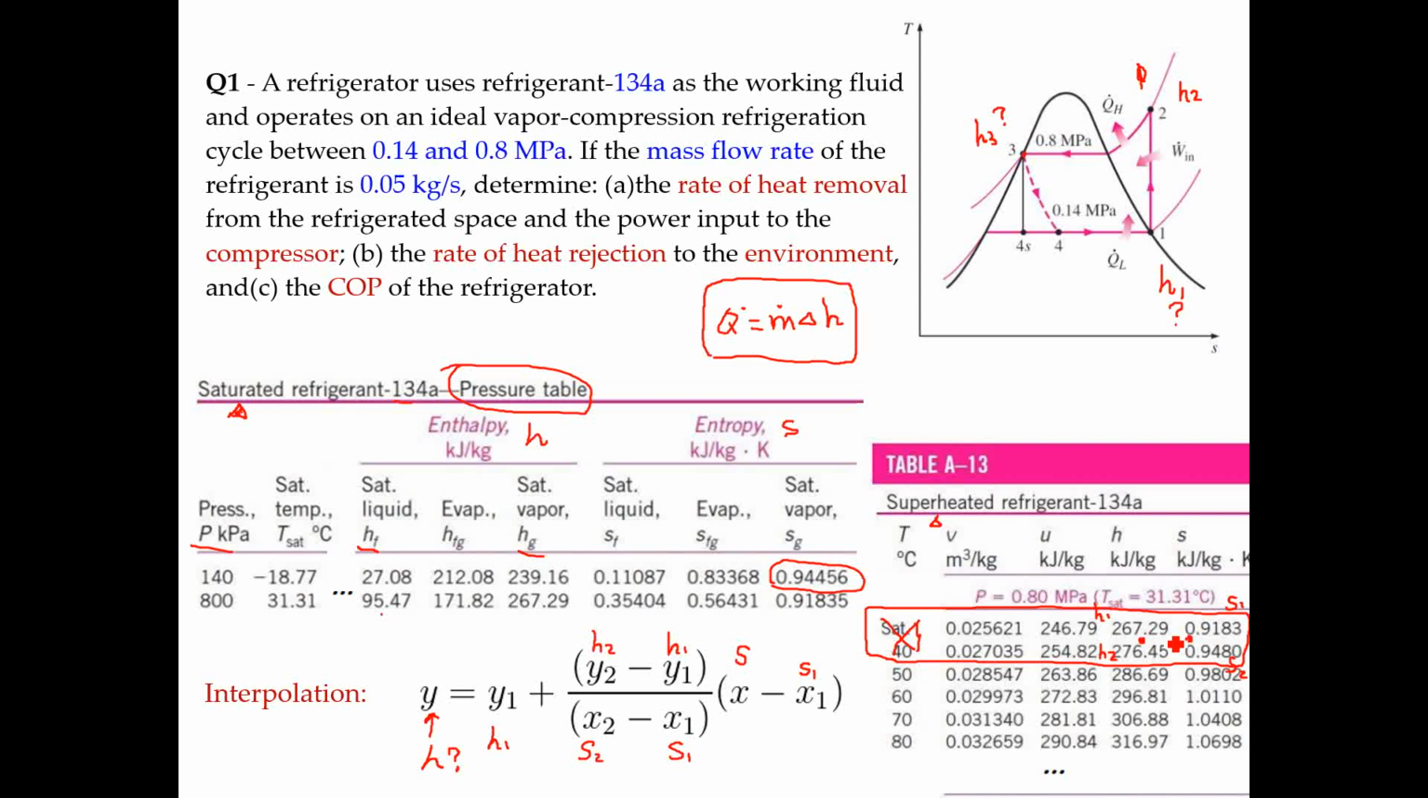But the following 2 points are easy because point 3 is saturated liquid. You can read from the table. And point 4, the enthalpy value is the same as 3. So as long as you get H1, and do the interpolation for H2, get H3 and H4, then you can continue to find out what's the Q low or Q cold and Q high, and then the work input.